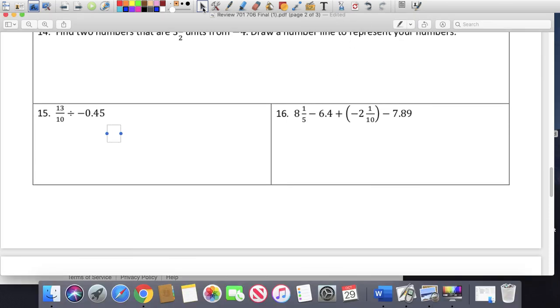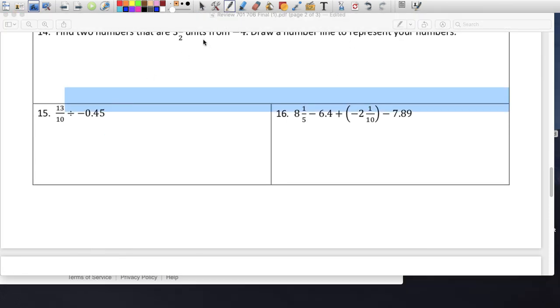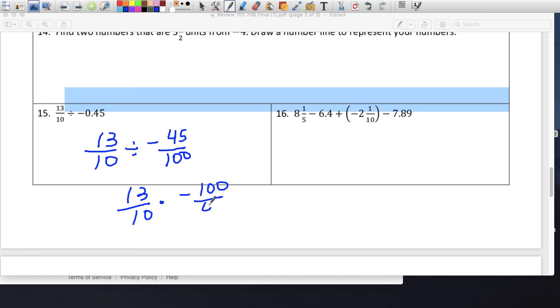This one, I'm just going to do it because we need a calculator for that. But please feel free to use that. So it's 13 over 10 divided by negative, and I'm going to write that as a fraction. 13 over 10 times negative 100 over 45. Anything I can simplify? Yes, the 10 and 100. 10 divided by 10 is 1. 100 divided by 10 is 10. Positive times, oh, I can simplify more. 10 divided by 5 is 2. 45 divided by 5 is 9.